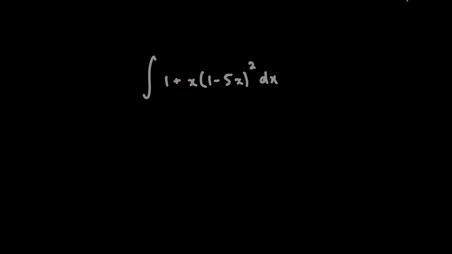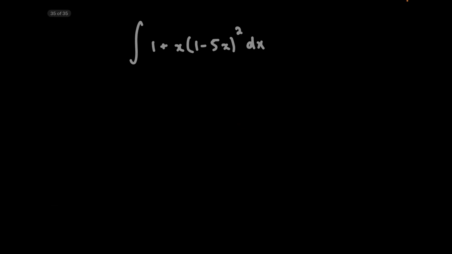But what I can recognize is we need the derivative of the inside function to be next to it. The derivative of this inside function is negative 5. Is that next to it? Not at all. So hold on a minute, how are you supposed to integrate this using our technique? The short answer is you don't.